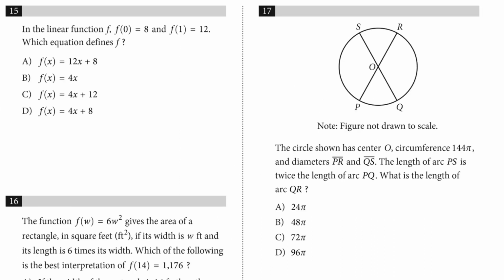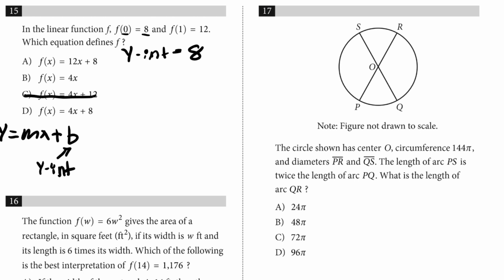Number 15. In the linear function f of 0 equals 8 and f of 1 equals 12, which equation defines f? The first thing to point out is they give us the y-intercept. When they say f of 0 equals 8, they're telling us that the y-intercept is 8. So when we look at the answer choices and we follow the equation y equals mx plus b, where b is our y-intercept, we can eliminate answers C and B because A and D both have a y-intercept of 8.